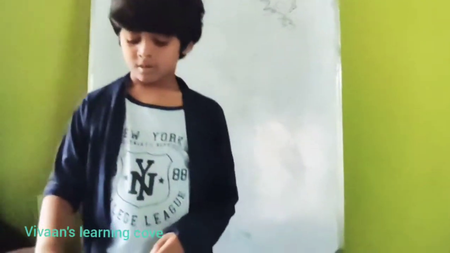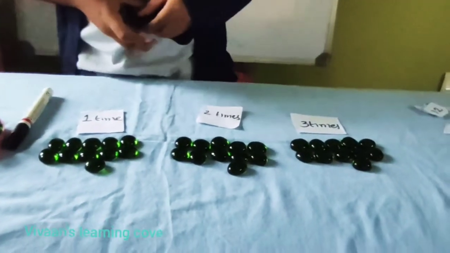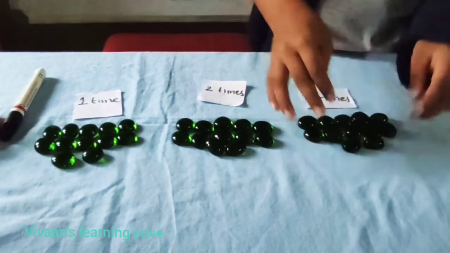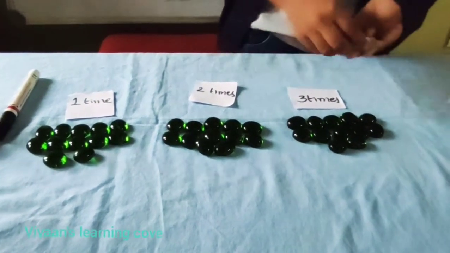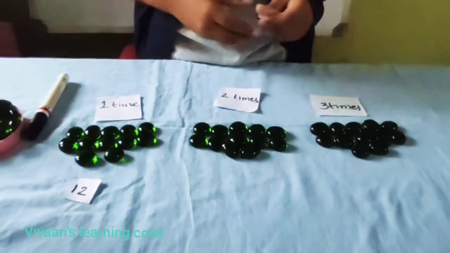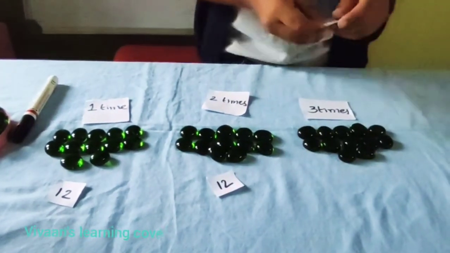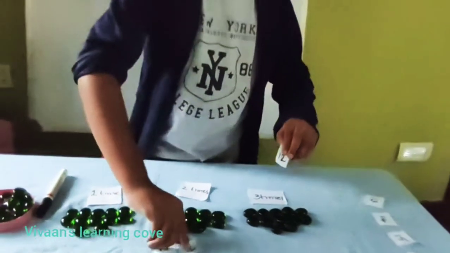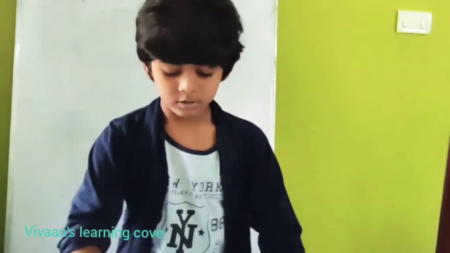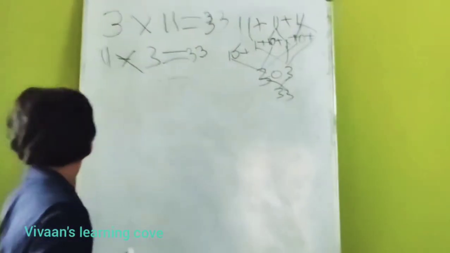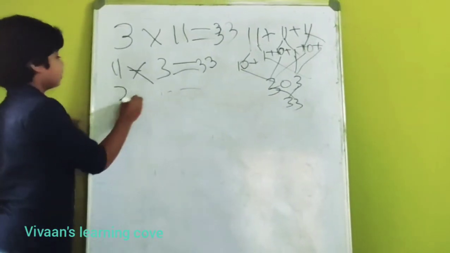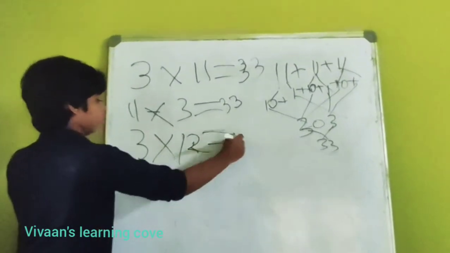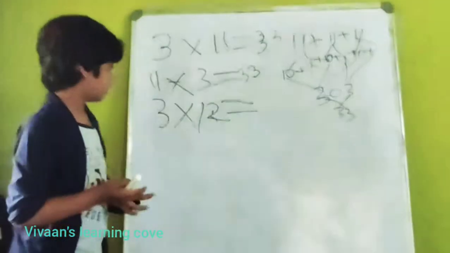Now let's do 12. I'm just going to add one pebble to each group: one pebble to group 1, one pebble to group 2, one pebble to group 3. You see, I'm going to use these cards to represent. There are 12 in group 1, 12 in group 2, and 12 in group 3. So, there are 3 12s. That means it's 3 times 12. And we write it like this. 3 times 12 equal to. See, 3 times 12.